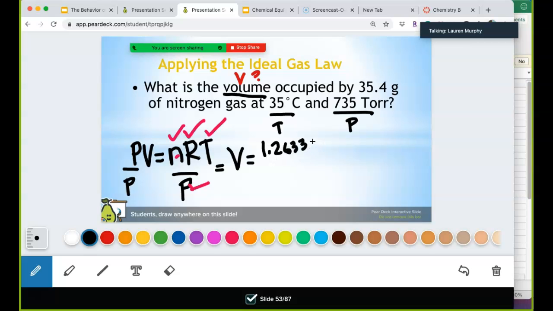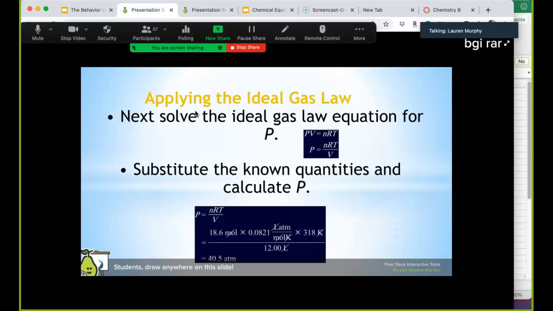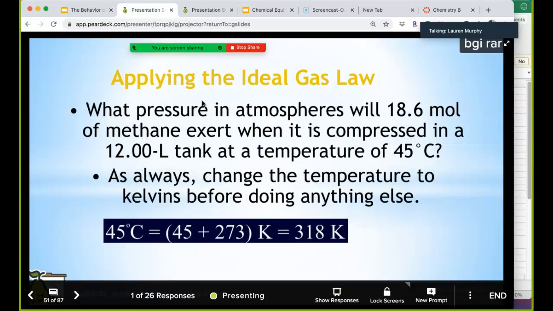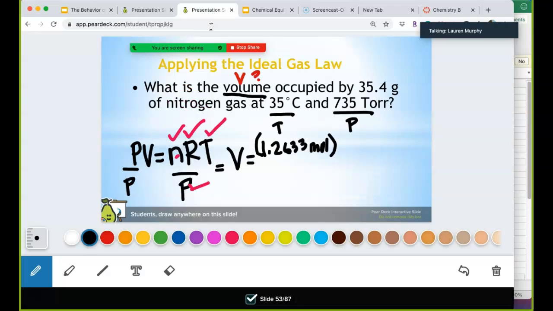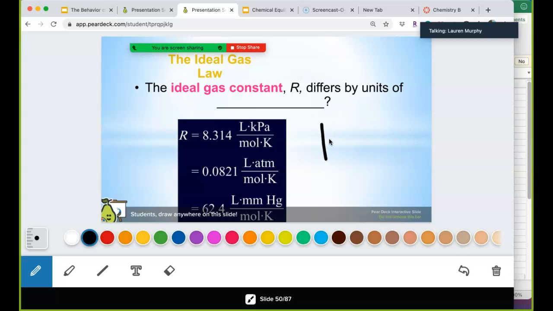1.2633 something. I'm just going to keep the whole number in my calculator. Moles, there's n. R is a constant, so we go back to our constants, and there are 3 different ones. How do you pick which one? You pick based on pressure. The pressure given in the problem was torr.